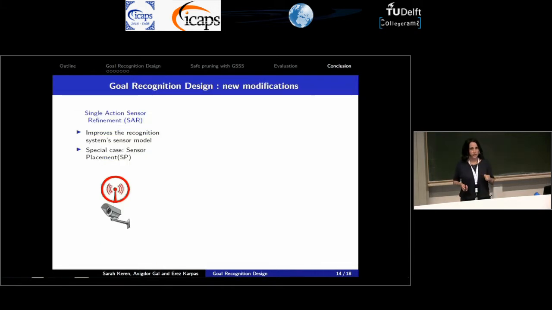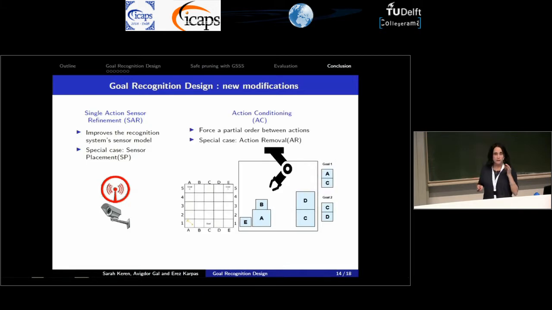What this allowed us to do is to enrich the goal recognition design framework with new modifications that could be applied. The easy one was single action sensor refinement. When we add sensors to the model, when we increase observability, we are definitely improving recognition. This is kind of easy to show. What we did in addition, as opposed to the first model where I showed you where we disallowed actions, in this work we introduced constraints into the model.